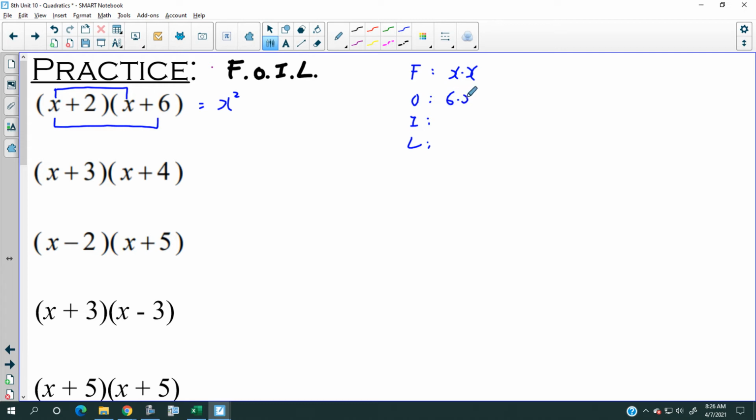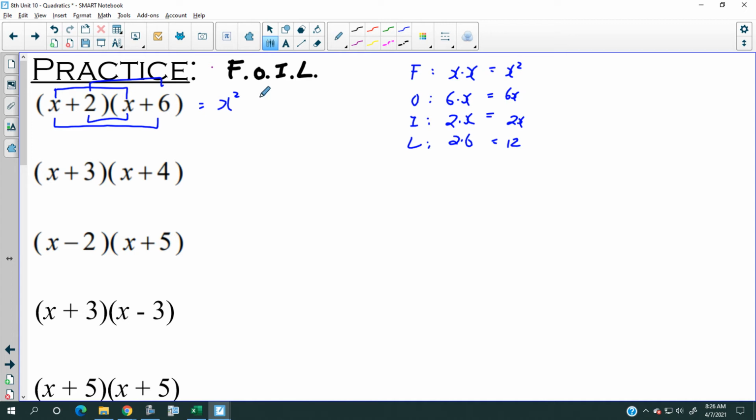Whatever helps you organize your mind, right? So inside, 2 times x, and last, 2 times 6, like that, all right? If that helps you. So that's x squared, 6x, 2x, and 12, like that.